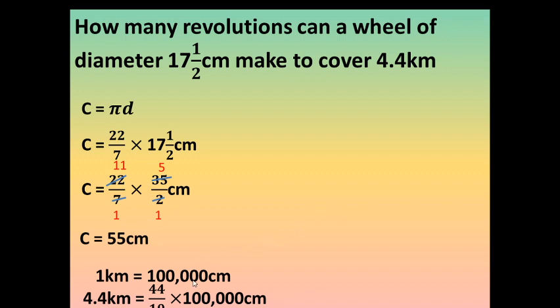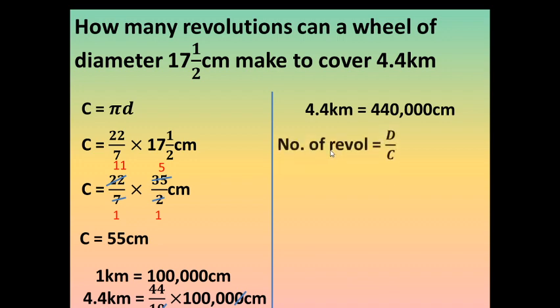We multiply by the number of centimeters in 1 kilometer, giving us a total of 440,000 centimeters. We now have similar units, here centimeters. We are now free to find the number of revolutions: the number of revolutions is the same as the distance divided by the circumference.